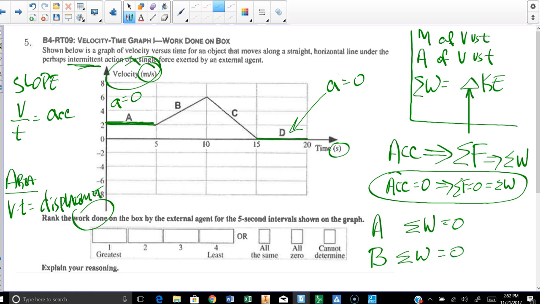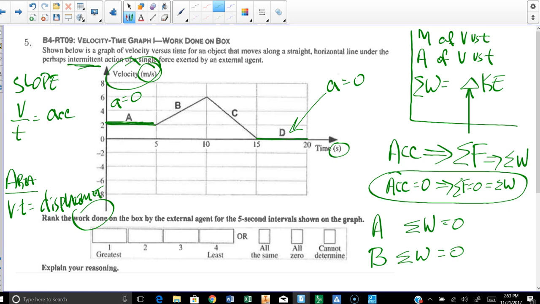Because there's no acceleration, and I know that acceleration is an indicator. The only way you get an acceleration is if you have a net force. And I know enough now to know that if I have a net force, I'm going to have net work done.